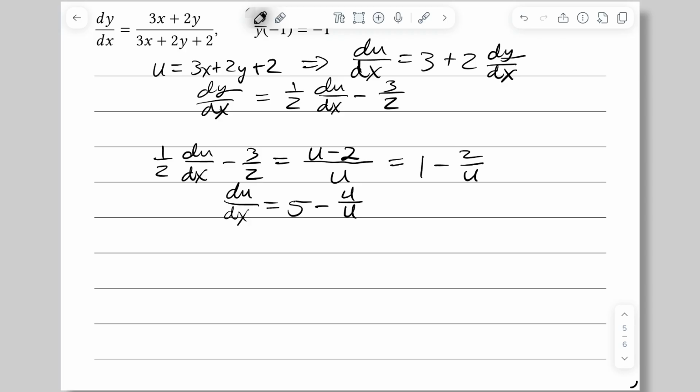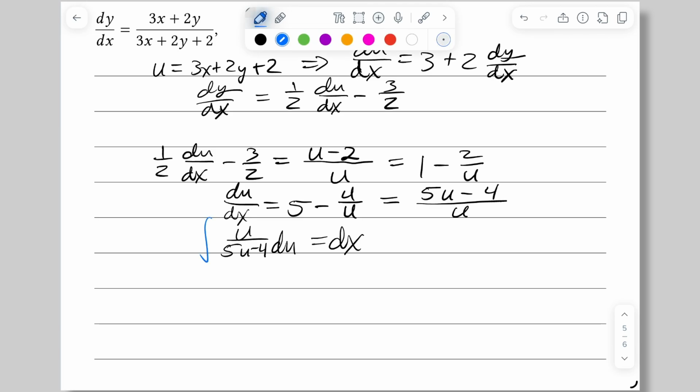This is kind of problematic because it doesn't fit any of our categories. But if we get common denominators on the right-hand side, we get (5u - 4)/u. Now we have du/dx is equal to the quantity (5u - 4)/u, and that is now separable. So we've got u/(5u - 4) du is equal to dx. And as we've seen, we're going to solve this by integrating both sides.